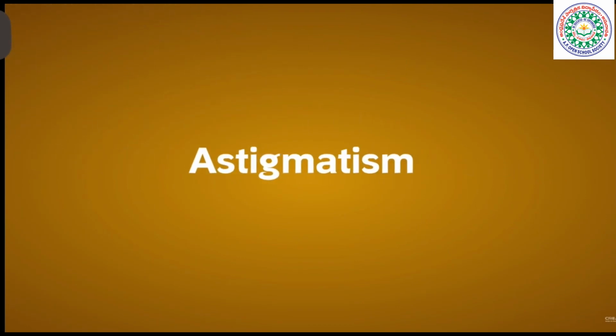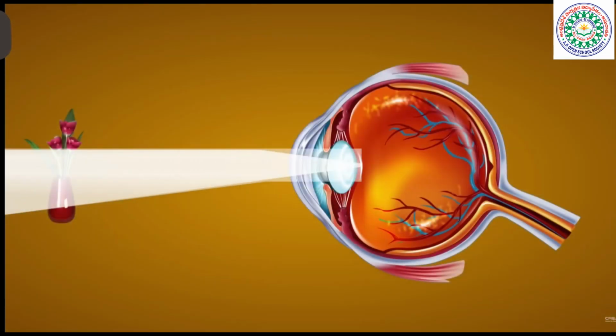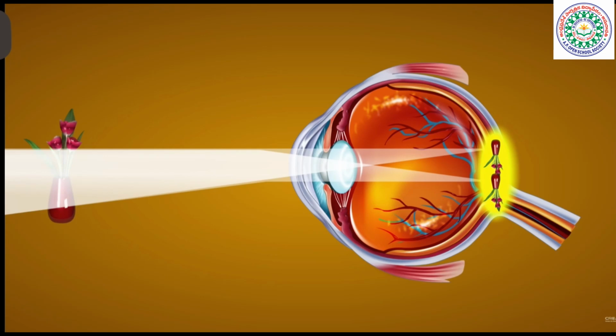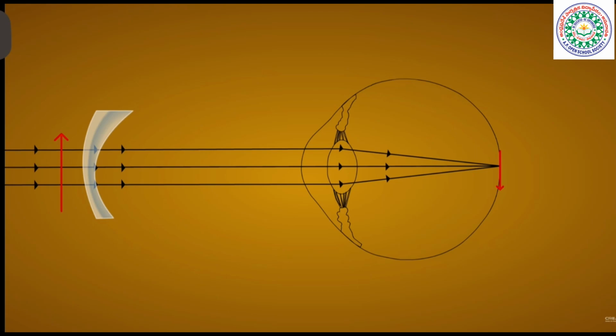Astigmatism is another common problem seen when the image may be clearly focused on the retina in the horizontal plane but not in the vertical plane. This defect may be due to an irregular curvature of the cornea or lens. This can be corrected using glasses with a cylindrical lens.